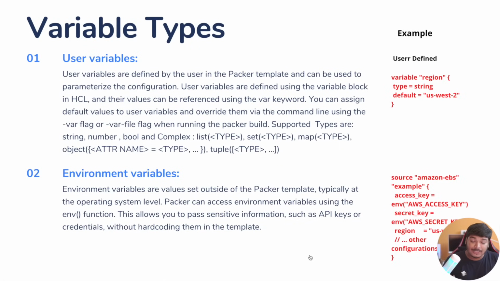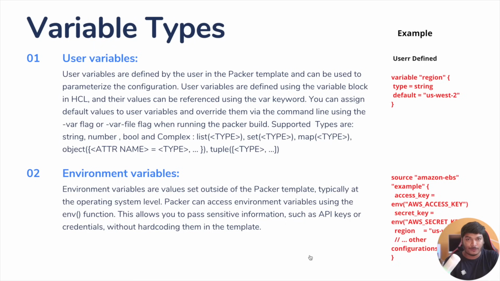Then the second one is the environment variable. So suppose environment, or say your system-wide variables. Okay, so what are environment variables? Environment variables are values set outside of the Packer template, typically at the operating system level or where you're running Packer. So on the host OS where you're running your Packer application, that variable is available in the system. Okay, so Packer can access the environment variable using the env function.